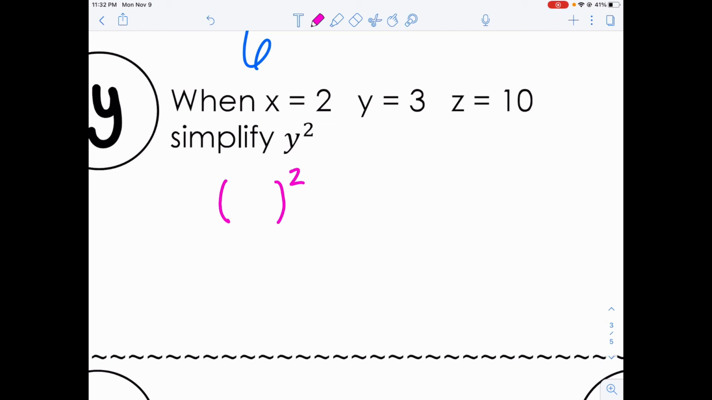And I'm going to look up here. The variable they asked me to substitute was y. I find y equals 3. So 3 is the numerical value I'm going to substitute in. Remember, 3 squared is 3 times 3, and 3 times 3 is 9.